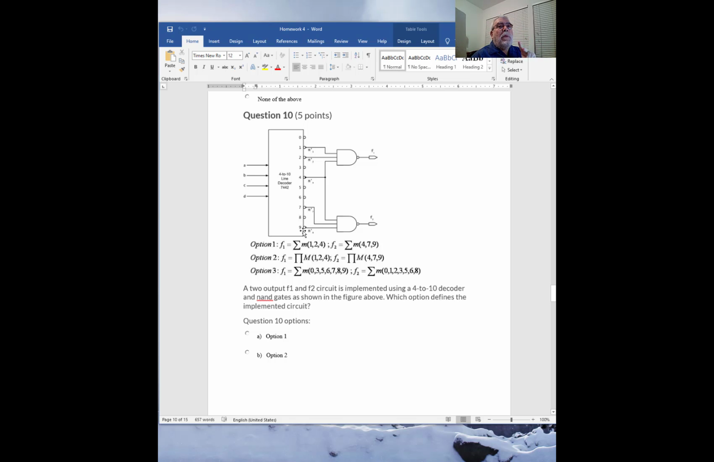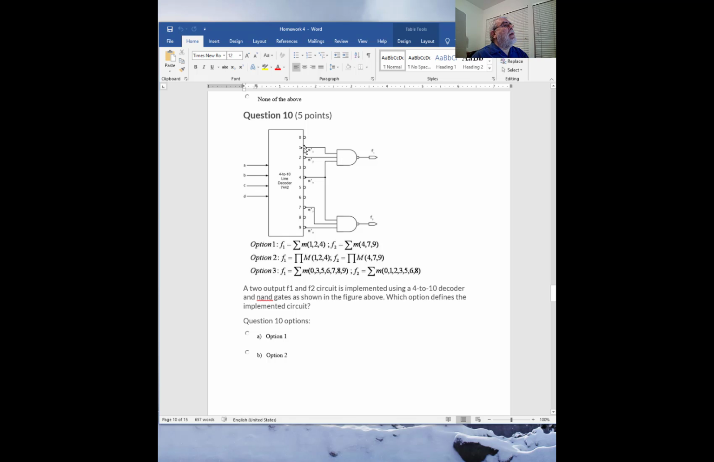minterms inverted. The output, you see, has a bubble. That means that those minterms are inverted. So in this case, for instance, if I connect something here, that will be the minterm 0, right? But inverted. That would be A0, B0, C0, D0 inverted. Okay? So, the useful thing of this 4 to 10 line decoder is with the NAND gates.